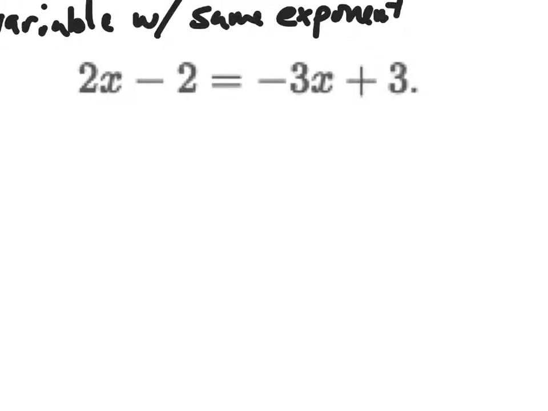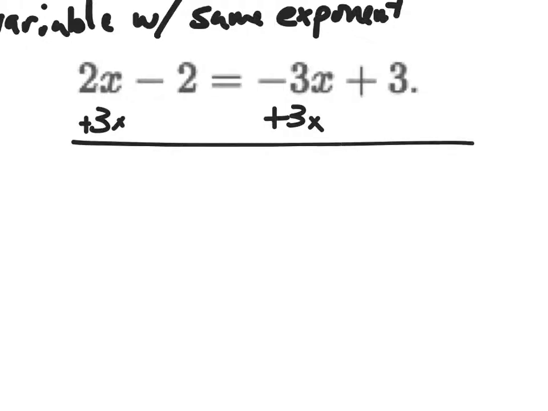So let's do that. Let's go ahead and add 3x to both sides. Then on this right side, I can take negative 3x plus 3x, add those together, and combine these like terms.